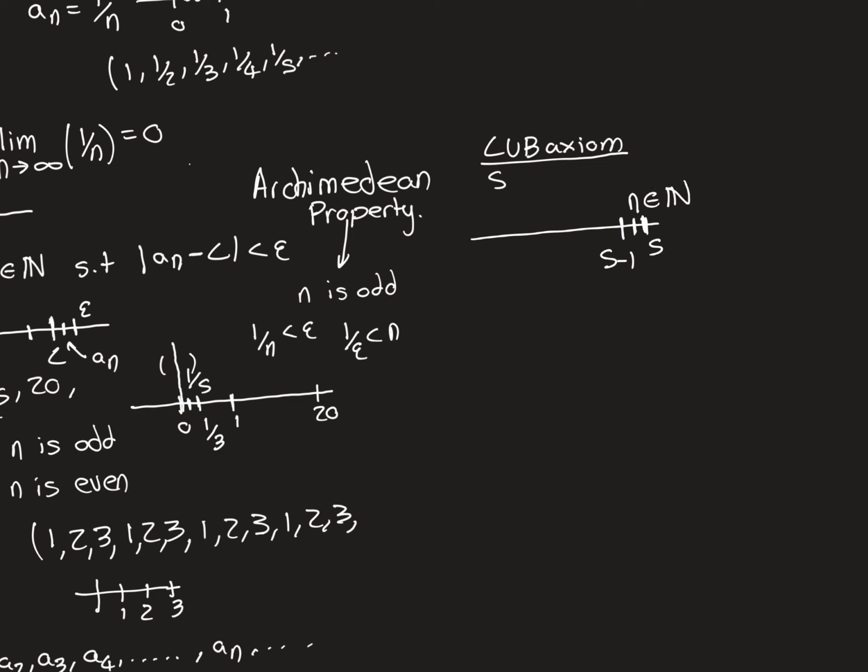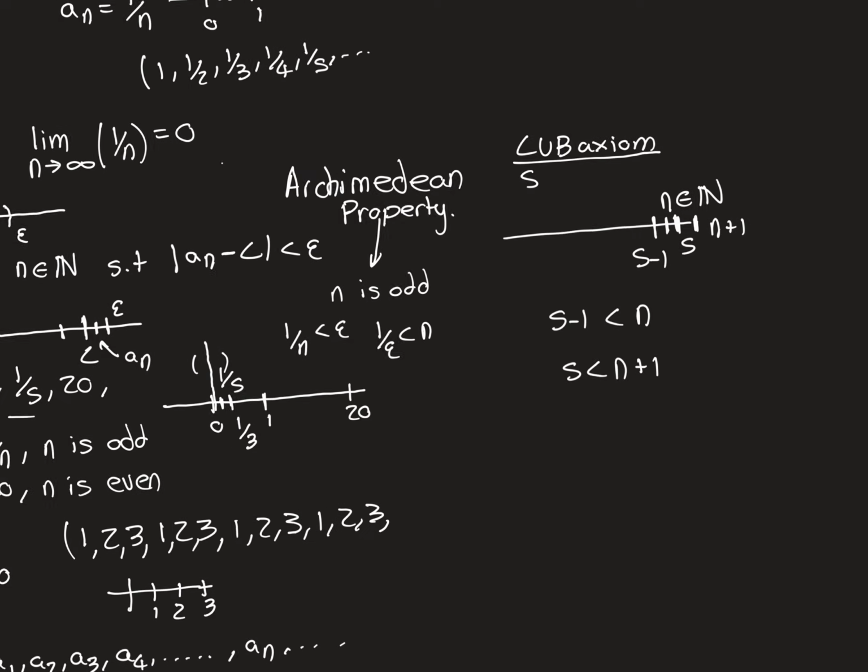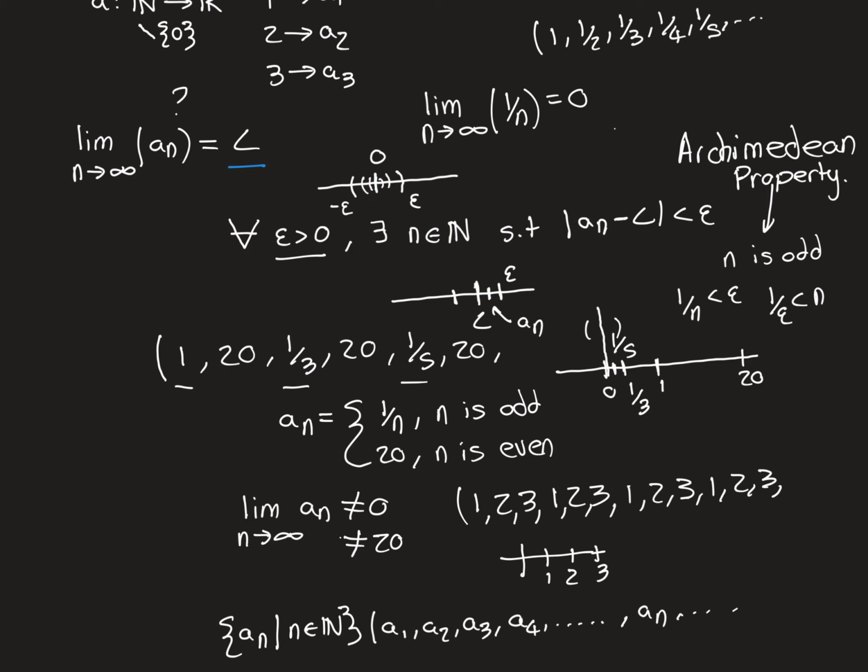But then you can just consider n plus 1, and you'll get that n plus 1 is then greater than s, because n is strictly greater than s minus 1. So just add 1 onto both sides, and you then get that n plus 1 is greater than s. And n plus 1 is going to be a natural number as well. So now that contradicts s being an upper bound of the natural numbers. So total contradiction. So it can't exist. You can't have an upper bound to the natural numbers. A beautiful little proof that follows straight from the completeness axiom.